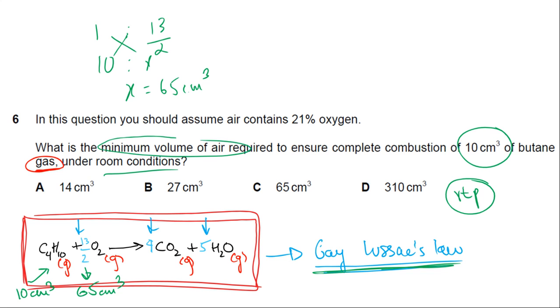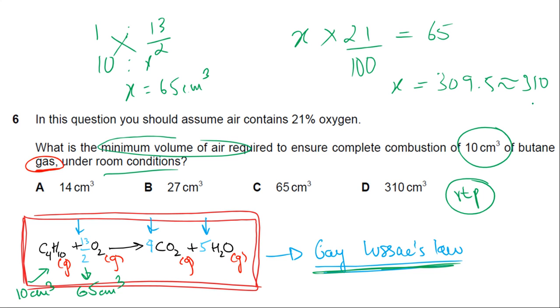They asked for the minimum volume of air. So what I will do is I'll say, well, let's assume that the volume of air is X, all right? And I know that 21% of that is equal to what I got just right here, which is 65. So I have some volume of air, and because oxygen is only 21% of that, it would be equal to 65. That's what was present here. So when you solve this question, you should end up with 309.5, which is about 310 cubic centimeters, sorry. So the answer is D.